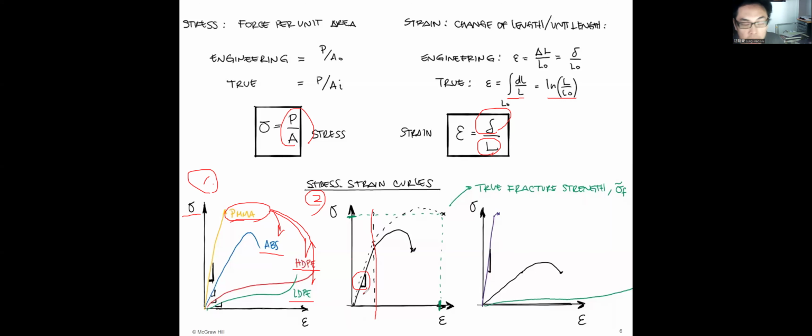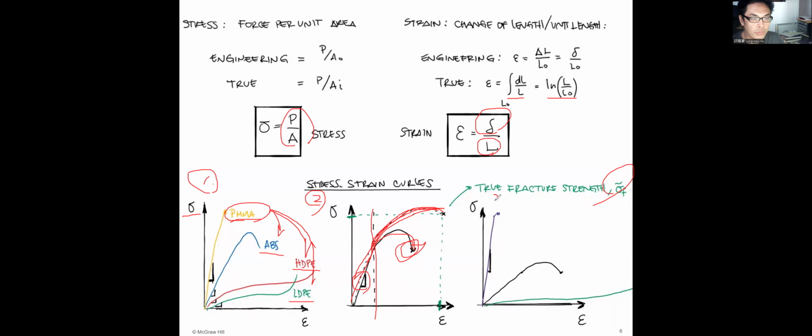Why? As I mentioned, for the true conditions the cross-section keeps shrinking during the test. Therefore, they are different curves. So the true stress will keep increasing until fracture. This curve can be converted from the engineering curve.